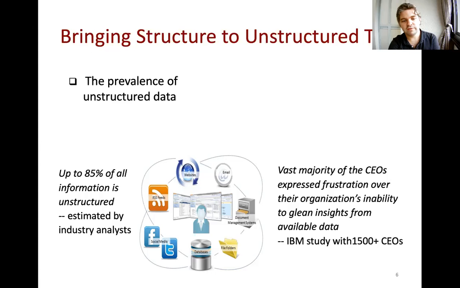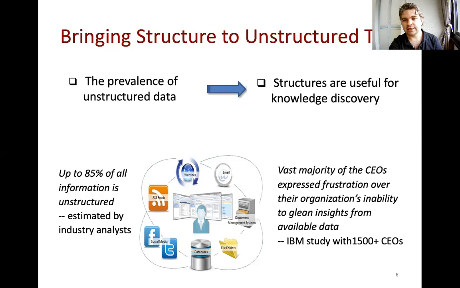About 85% of all information is unstructured, and the vast majority of CEOs, basically those people who direct the company, expressed a lot of frustration about their organizations' ability to glean insights from available data. That was studied by IBM from 1.5 thousand CEOs. And being a CEO of a company, I also understand what they mean, right? Having data is not enough. You need to be able to understand the structure and make use of it. And this is the key here.